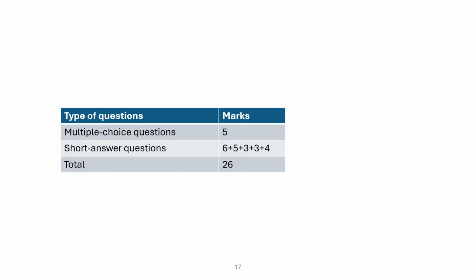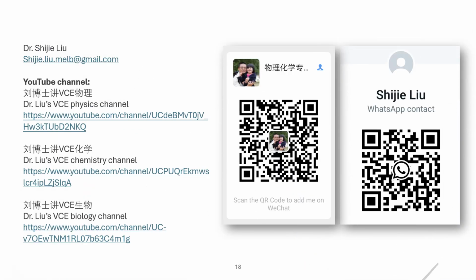In light as a particle, 5 multiple-choice questions are worth 5 marks, and 5 short-answer questions are worth 21 marks. The overall score for this section is 26 marks. With a total possible score of 130 points, the percentage for this section is 20.0% of the total score.